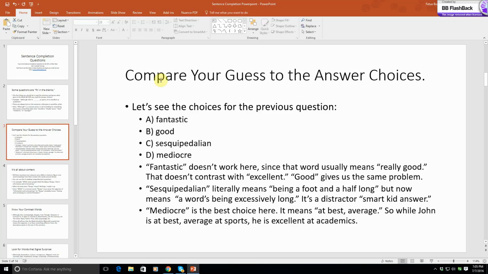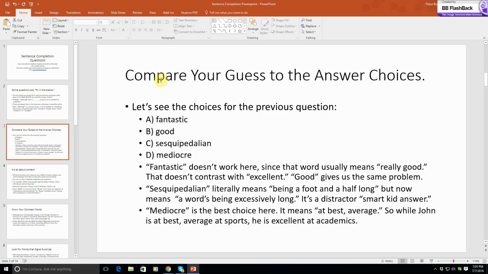That sounds like a smart kid answer to me. That sounds like something kids I went to school with would say, oh, I bet John Linneball would know what this means, so it must be the right answer. It's a distractor answer. Sesquipedalian means literally being a foot and a half long, and now it's just used as an adjective pertaining to a word that means the word is excessively long. So it's a distractor smart kid answer. Be smart. Don't pick the smart kid answer unless you actually know what it means and know that it applies there.